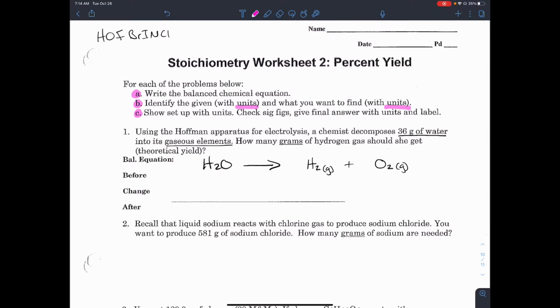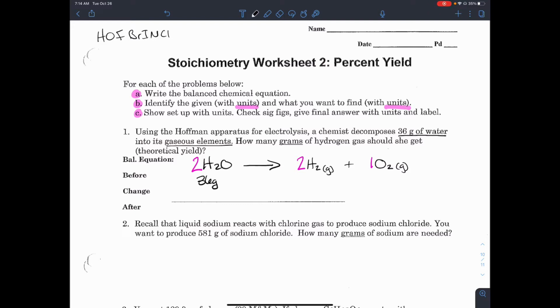Next, I have to balance the equation. So let me put a 2 here to balance those oxygens. 2 oxygens before, 2 after. 2 here to balance the hydrogens, and then I just like to put a 1 there to keep everything looking neat. Go back to the question, 36 grams of water. That's how much there was before, so now I have to stop here.